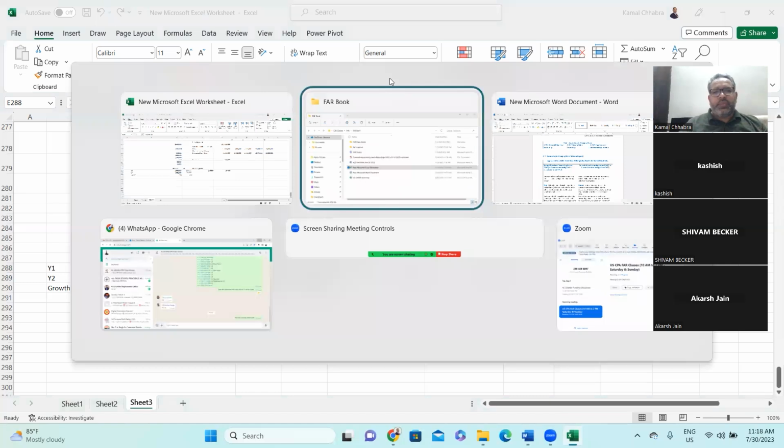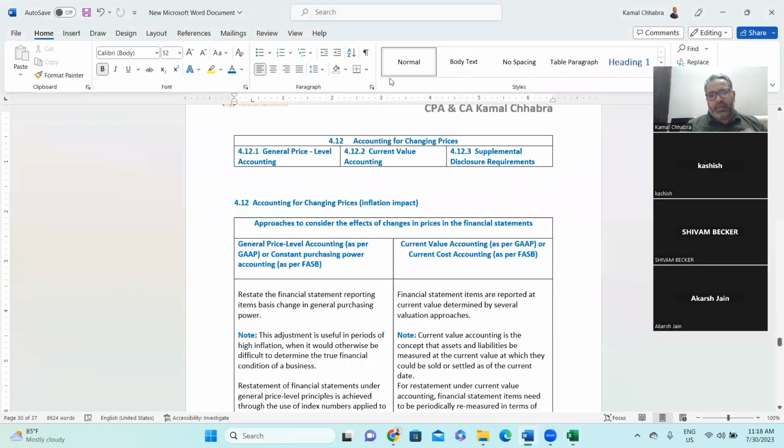Just keep that concept in mind, and then if you evaluate or look at this standard, which is accounting for change in prices, you'll be in a better position to appreciate it.